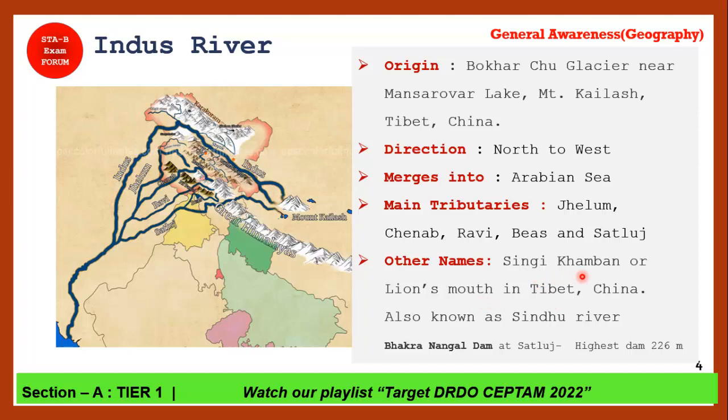And one more important point about Indus river is that in Tibet, it is also known as Singi Khamban. Okay, just note it down, Singi Khamban or Lion's Mouth, because it appears as a lion's mouth. Okay, and in Hindi, it is also known as Sindhu River, right? You must have heard Sindhu Ghati Sabhyata. Yes, these are some important points about Indus River.